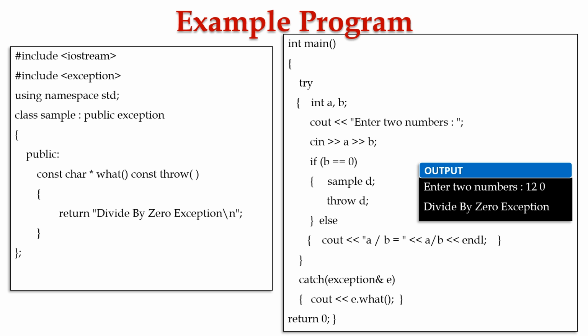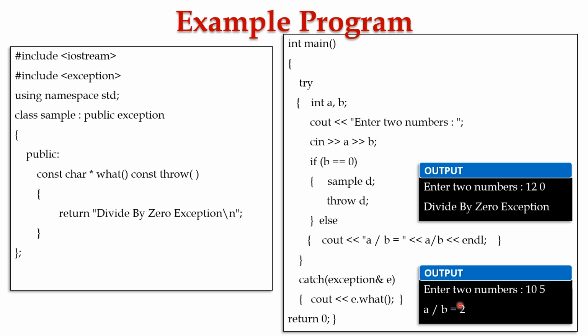Let's have another example here. As we have learned earlier, inside the main function, we have a try block and declare the variables A and B of integer data type. Using the cout statement, we have displayed the message enter two numbers to the user as shown in the output. Next, using the cin statement, we have obtained the values of the variables A and B from the user. The user has given the value 10 for the variable A and 5 for the variable B.